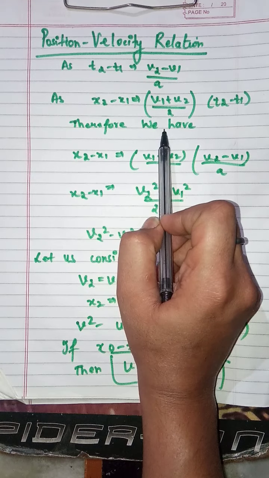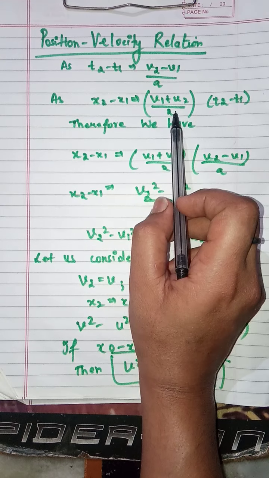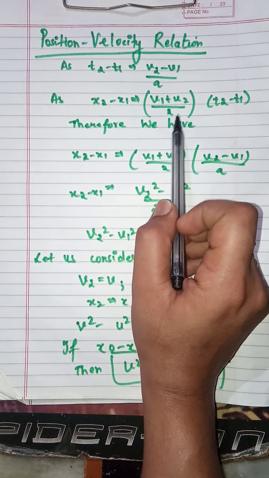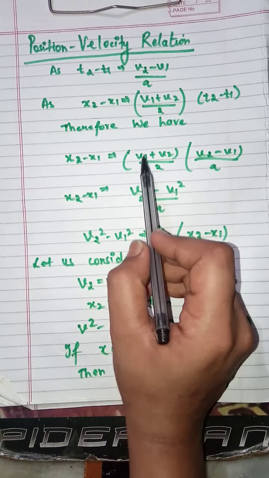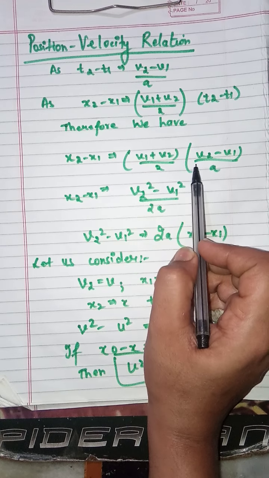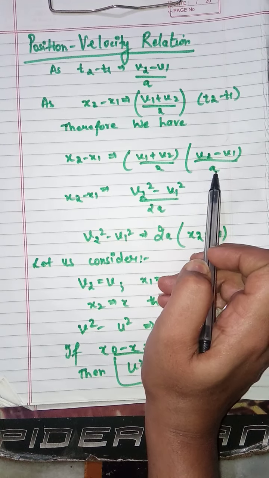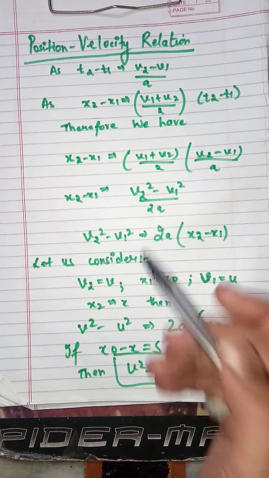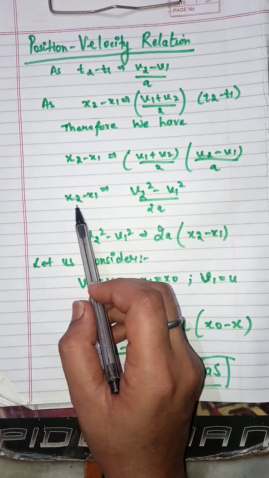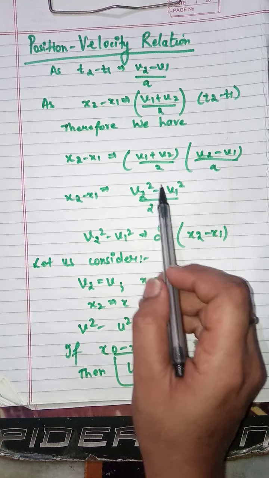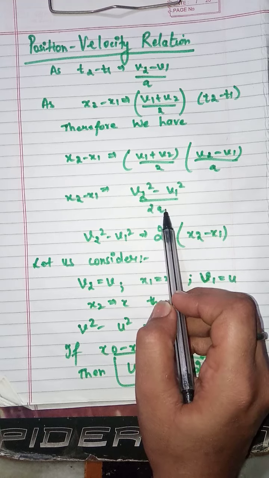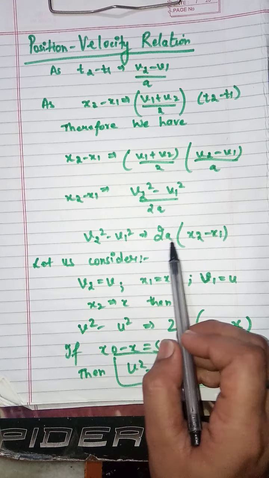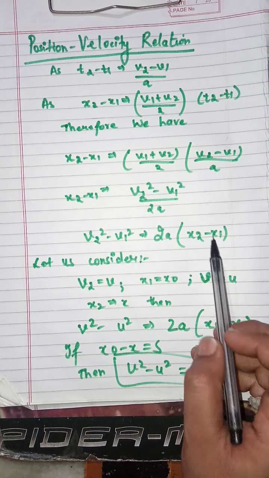Therefore, we can write by using the expression of t2 minus t1 from this equation, x2 minus x1 is equal to (v1 plus v2) by 2 multiplied by (v2 minus v1) by a. We can evaluate this simply. Now on using simple mathematics, we can again write x2 minus x1 is equal to (v2 square minus v1 square) by 2a, and hence v2 square minus v1 square becomes equal to 2a multiplied with (x2 minus x1).